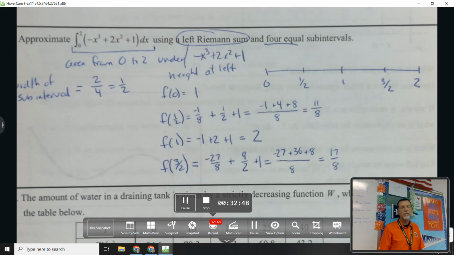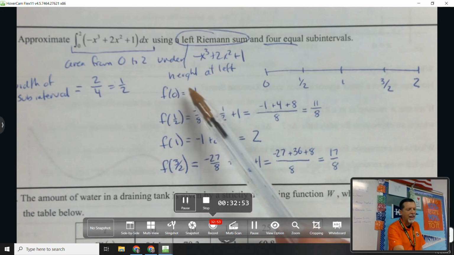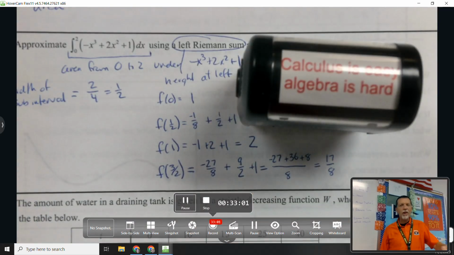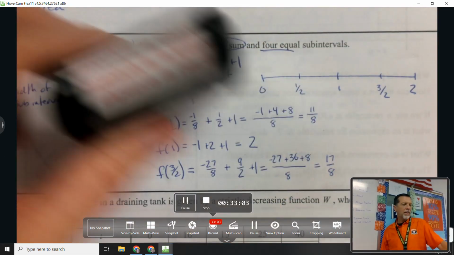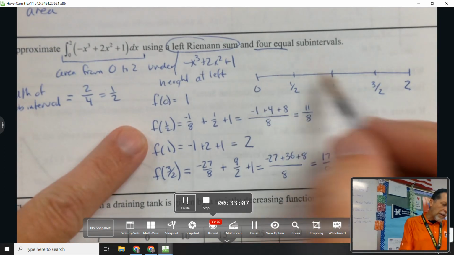There's going to be a handful of people in each class who miss this problem because they can't plug in numbers and do the arithmetic, and that's frustrating. I need another stamp that says calculus is easy, arithmetic is hard. Okay, so I've got my heights.